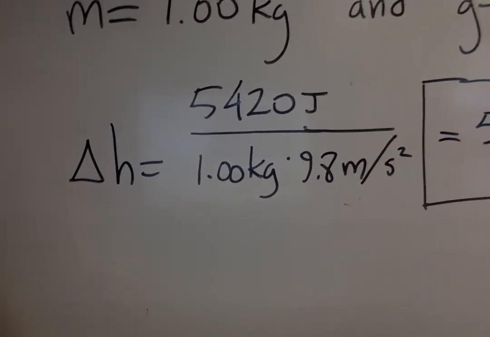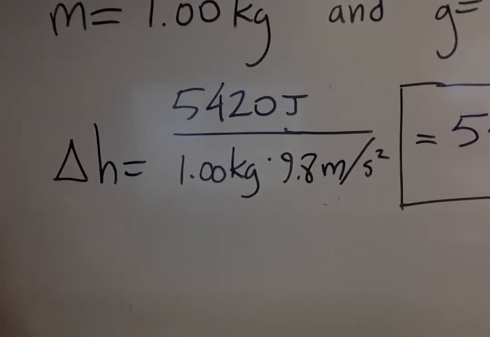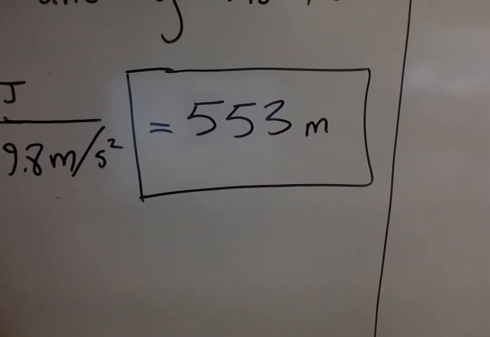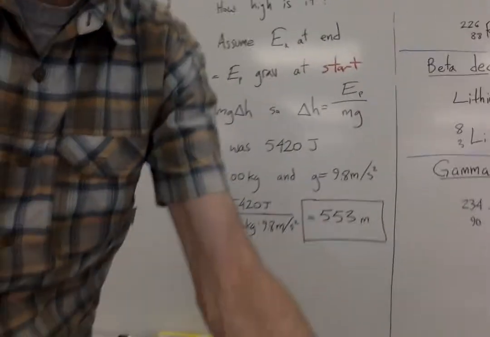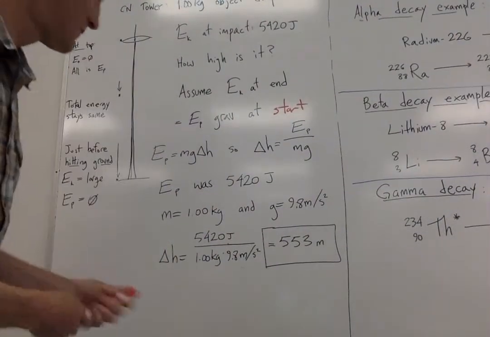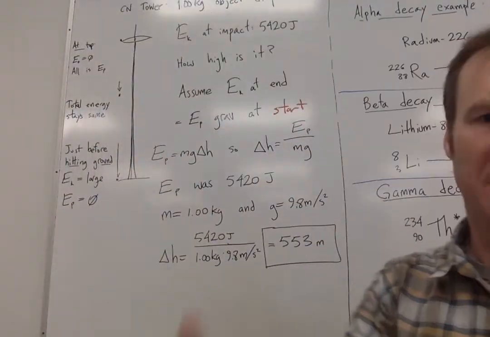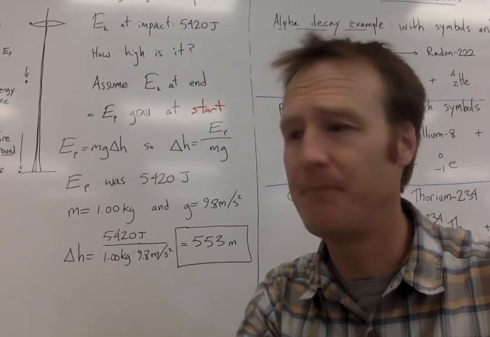The height is 5,420 joules divided by 1 kilogram times 9.8 meters per second squared, and that gives you a height of 553 meters, which happens to be the height of the CN Tower. So that's the problem I wanted to review for you. The problem in your worksheet is very similar, and you would solve it in the same way.